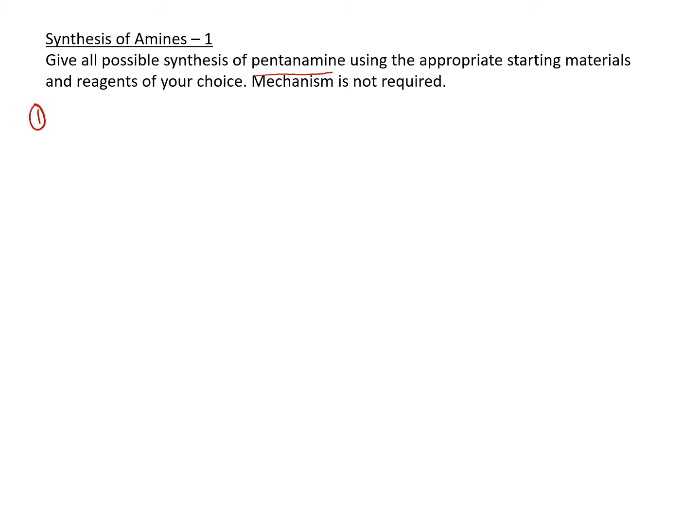So here with substitution, 1, 2, 3, 4, 5. You need to have a leaving group, of course, when you do substitution. So here we can go ahead and do the azide substitution. And remember, it's not just the azide, you also have to use a reducing agent. Now here is my pentanamine.